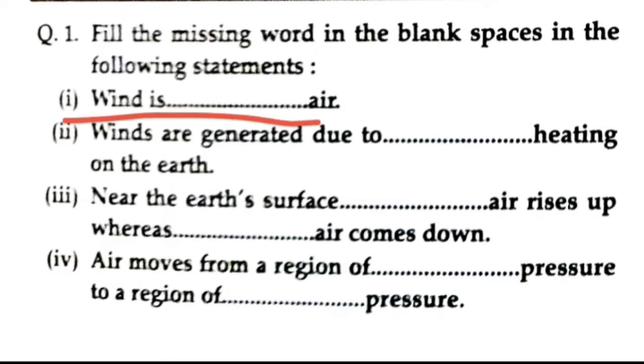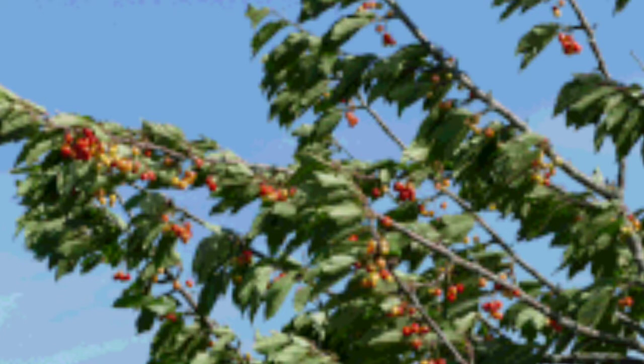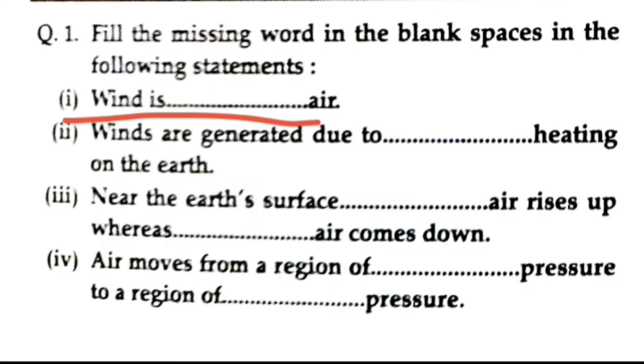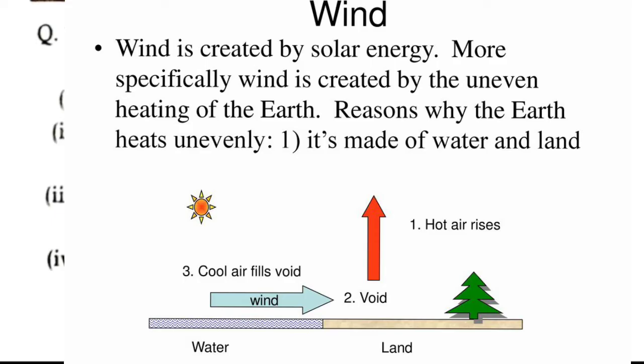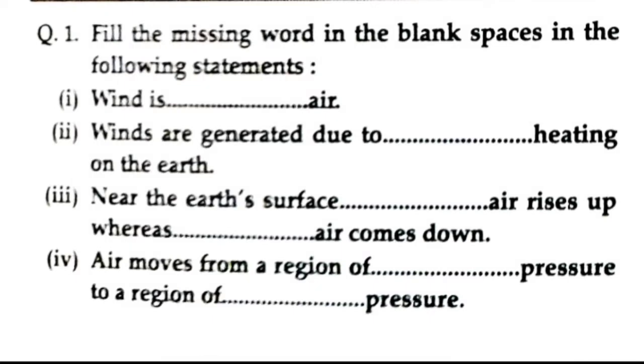Wind is moving air. Moving air is called wind. We have studied, moving air is called wind. So wind is moving air. Moving you have to write in the blank space. Now, see question number 2. Winds are generated due to dash heating on the earth. Winds are generated due to uneven heating on the earth. We have studied during our regular classes that wind generates due to uneven heating of earth's surface.